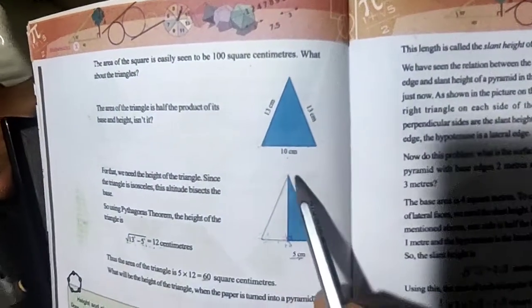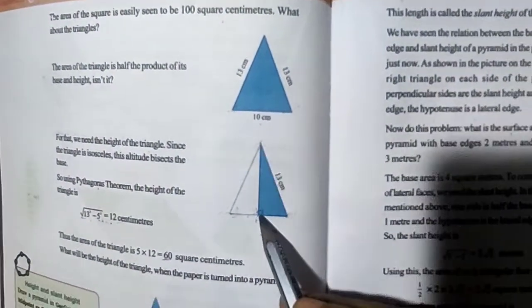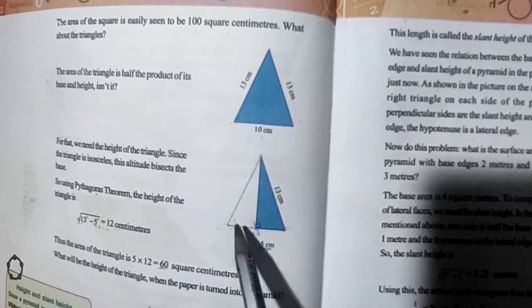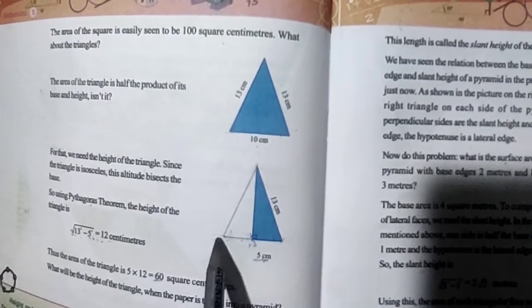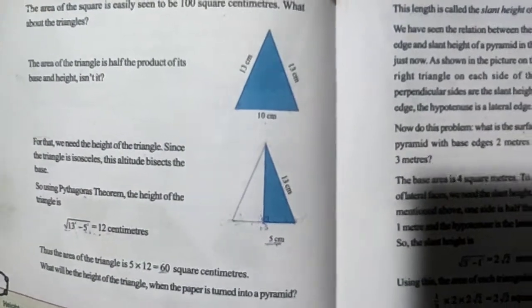So from this figure, yes, we can see that if we have the height of the triangle and the length of the base edge, then we can find out the surface area of the square pyramid. Okay, so here look at this picture.